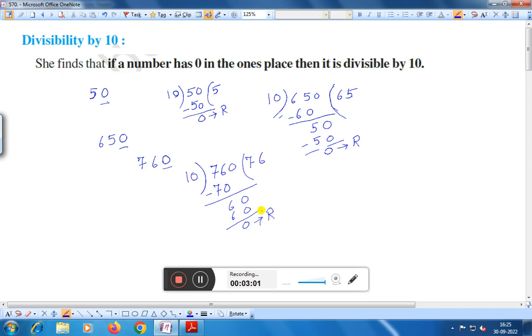Therefore you can say that if a number has 0 in the ones place, then it is divisible by 10. This is the rule of divisibility by 10.